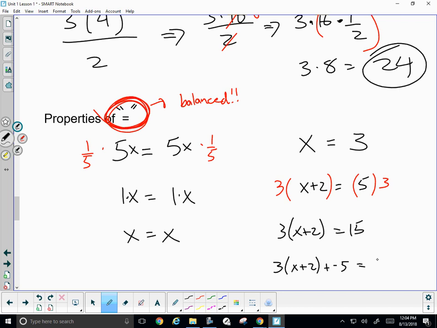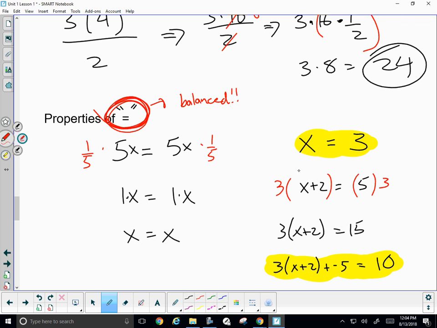15 plus a negative 5, or minus 5, is 10. And this is still a true statement. Even though I have this variable x, I know from this first step that x is equal to 3. Well, if I plug 3 in here, 3 plus 2, using order of operations, is 5. 5 times 3 is 15. 15 minus 5 is 10, just what I have here.